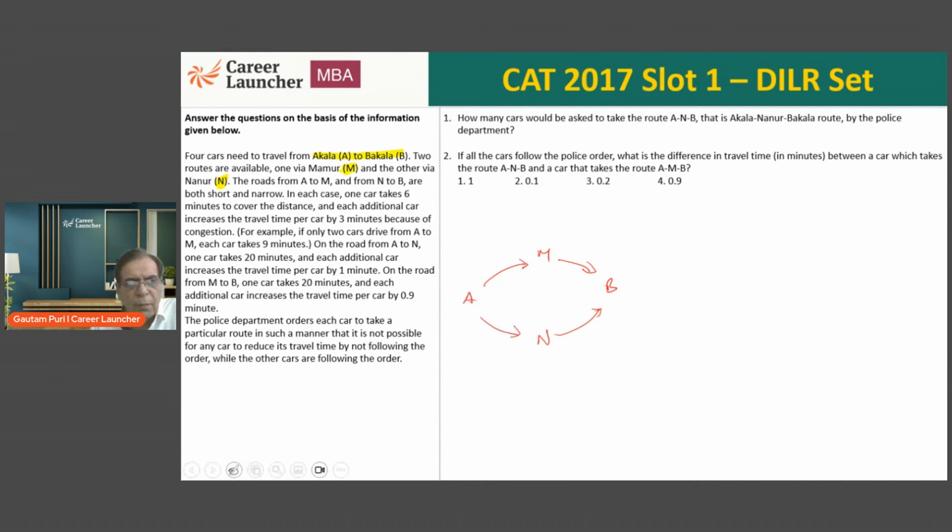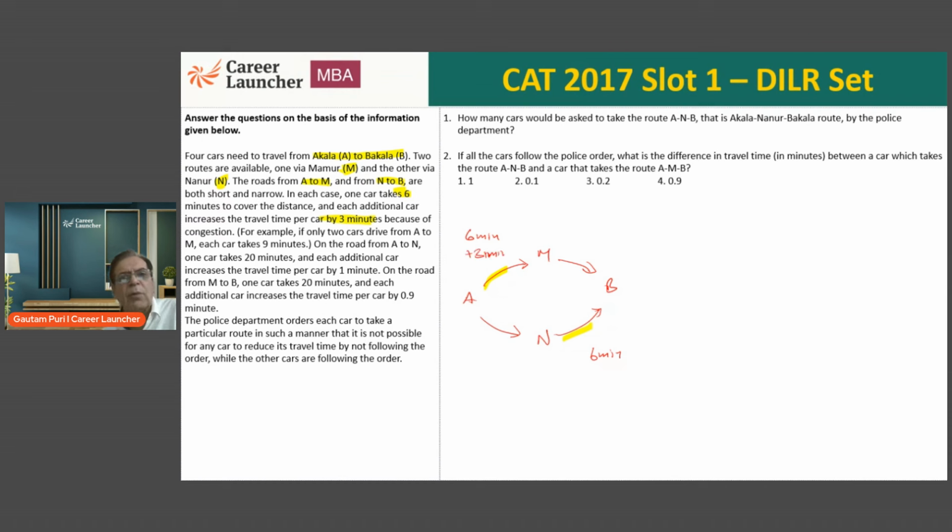Okay. So what does it say next? The roads from A to M and N to B are both short and narrow. In each case, one car takes 6 minutes to cover the distance, and each additional car increases the travel time per car by 3 minutes. So in both of them, each car will take 6 minutes, and each additional car will increase the time by 3 minutes.